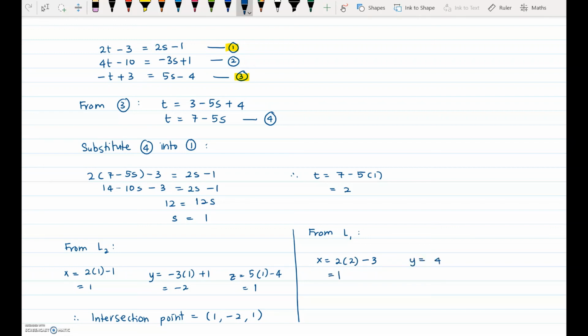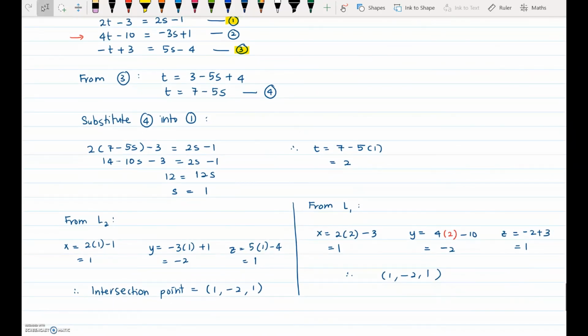Your y will be 4t minus 10, so it is coming from here. Okay, 4t, so your t is 2, minus 10. Alright, so you will get negative 2, and another one, your z is negative t plus 3, so negative 2 plus 3, which is equals to 1, and you will get the same point, which is 1, negative 2, and 1. Okay, so this is the answer for the intersection point between line 1 and line 2.